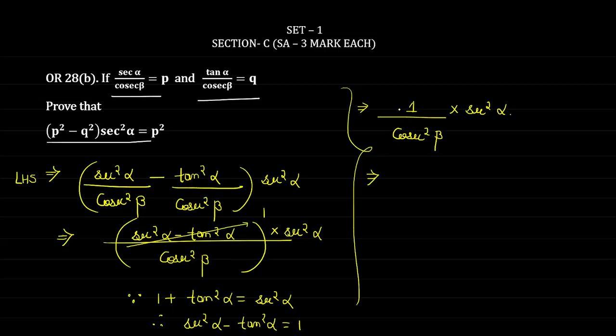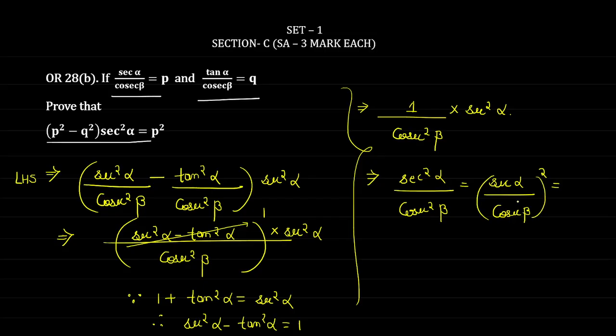So we have secant square of alpha divided by cosec square of beta, which can be written as secant alpha divided by cosec beta whole square. And this is nothing but the P value. So this is what we wanted to prove, and hence we have proved this is equal to RHS.